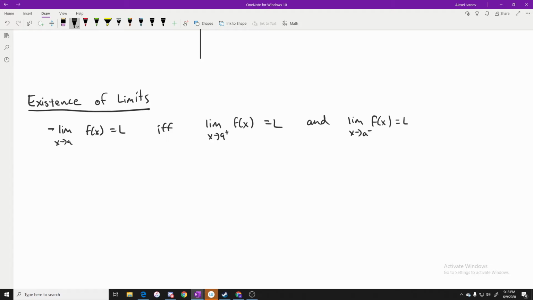The definition is as follows. So the limit of f of x as x approaches a is equal to L if, and this double f, like this double IFF right here, just means if and only if.